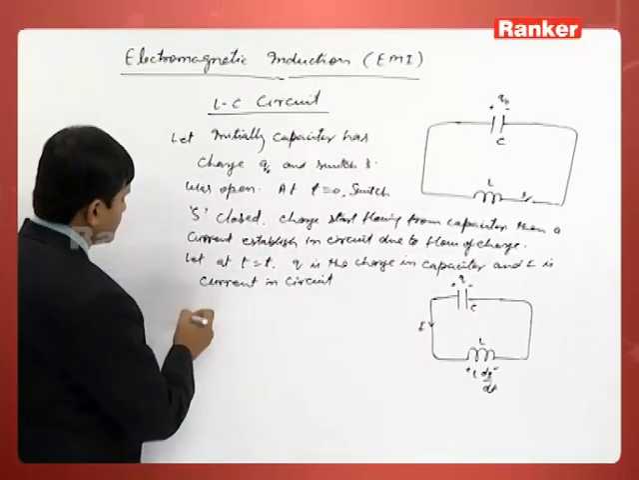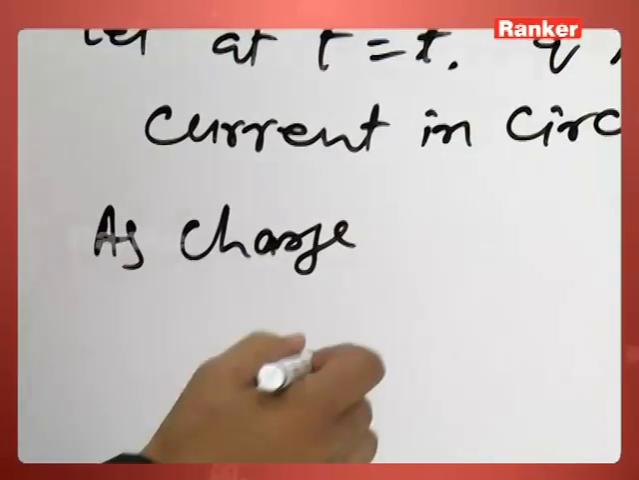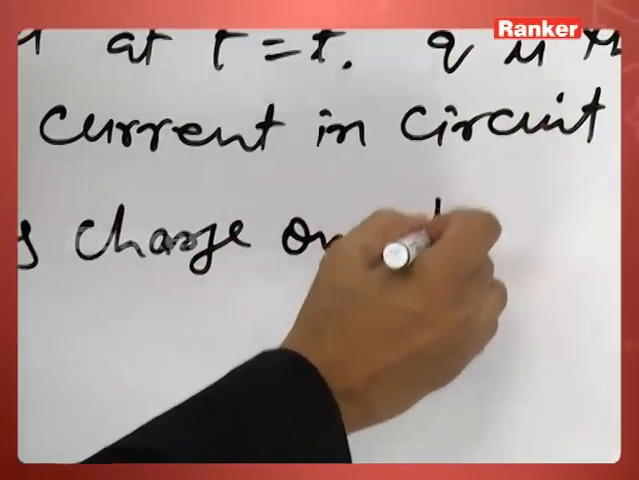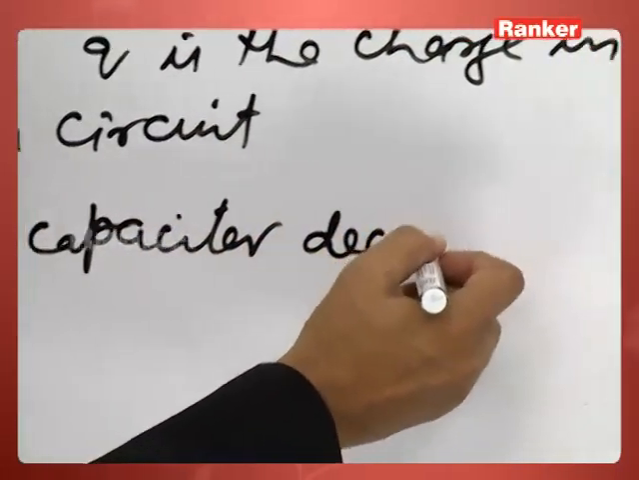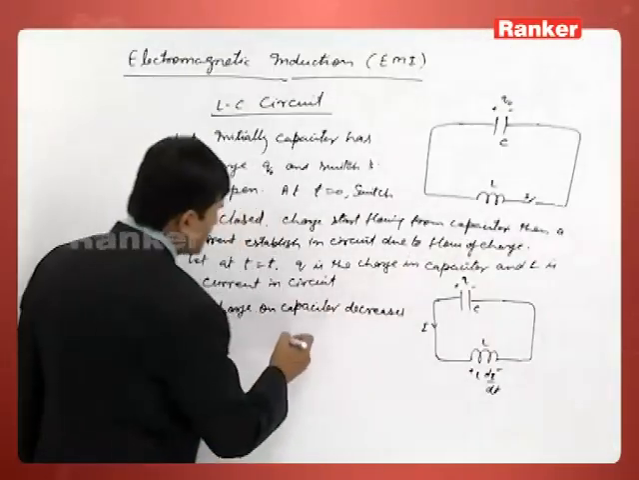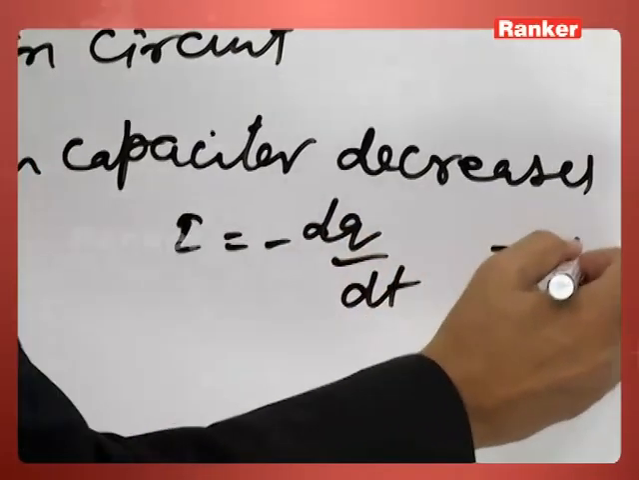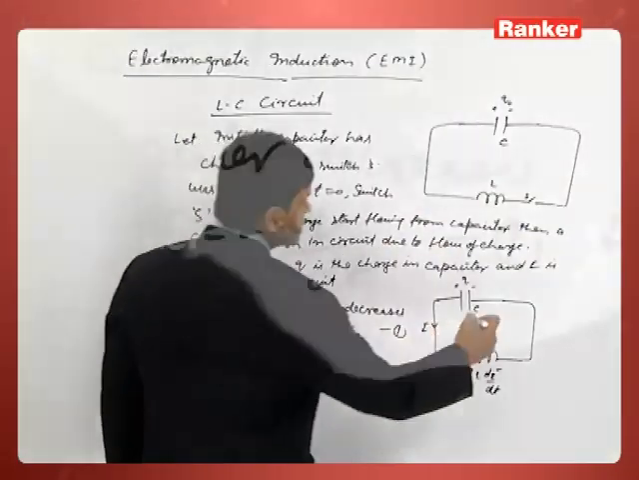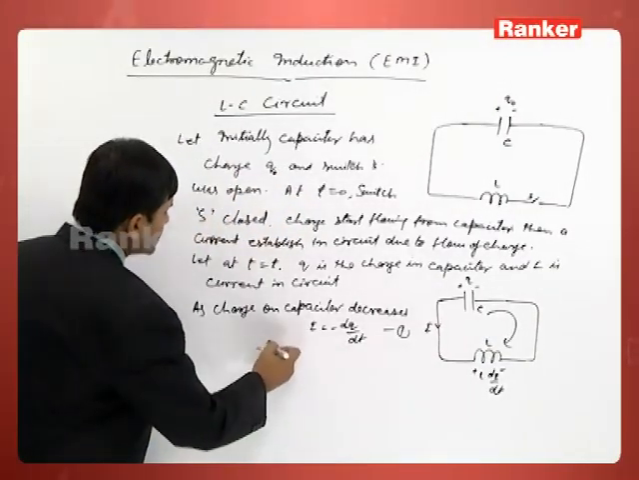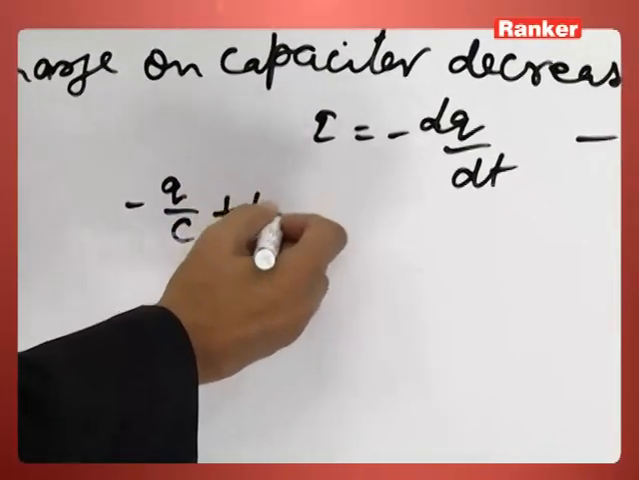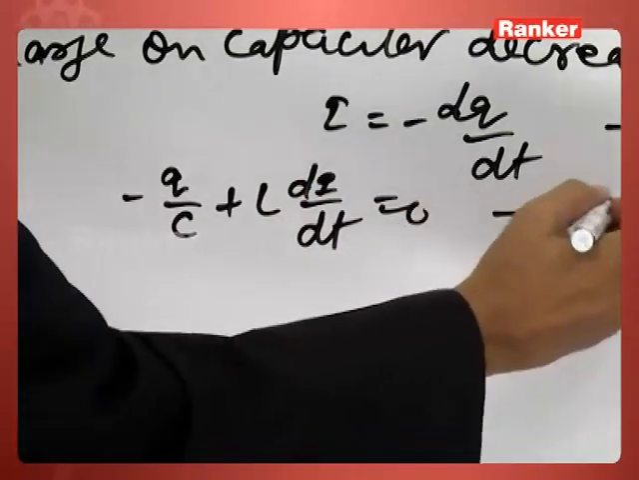The first equation: as charge on the capacitor decreases, I is minus dq by dt. This is your first equation. The second equation we can make by using Kirchhoff's law here: minus q by C plus L di by dt equals 0.